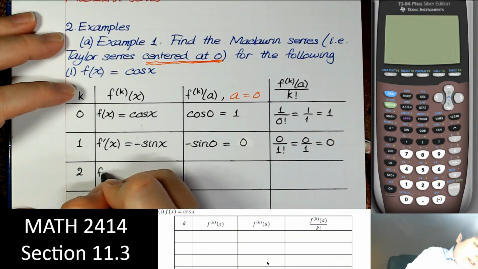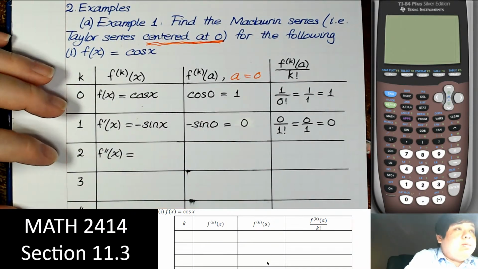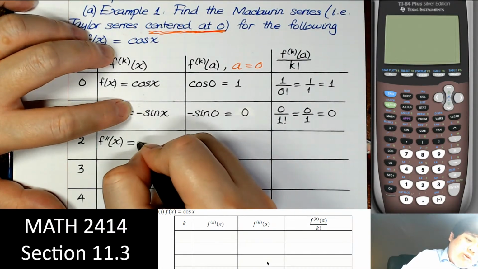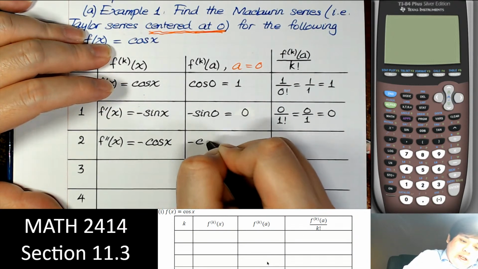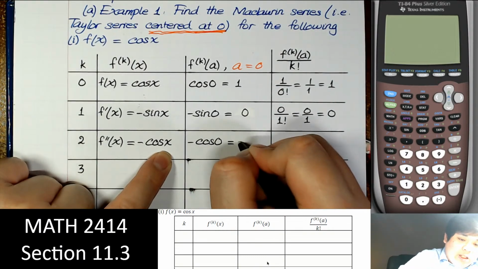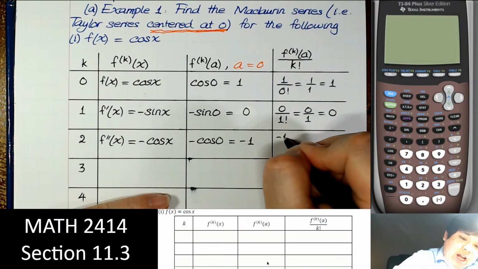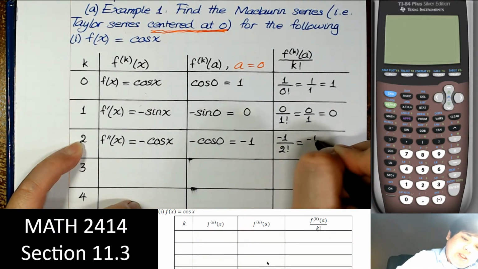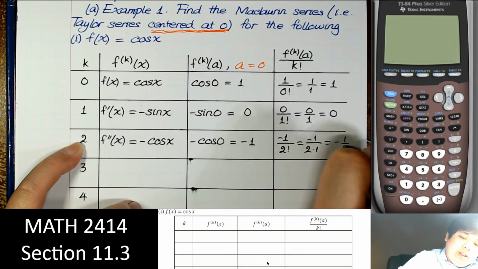And then we'll take the derivative. The derivative of sine is cosine, but it's still negative. Negative cosine, and then we put 0 for x. This is negative 1. And we take that number and divide by factorial of 2. 2 times 1, so negative 1/2.